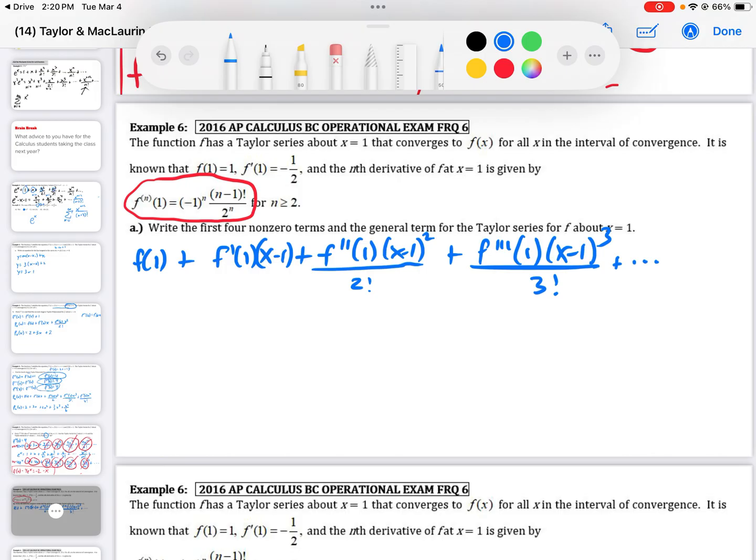All right, so to find the general term, there's the first 4 non-zero terms, right? And I'll find the numbers here in a second. But to find the nth term, it's the nth derivative of 1 times x minus 1 to the n all over n factorial. I really wish I would have written smaller. All right, so this plus dot, dot, dot.